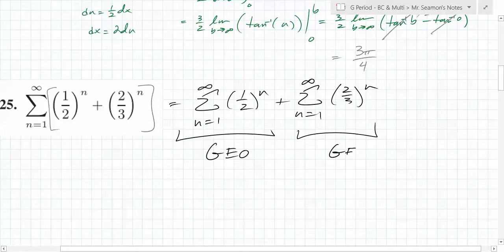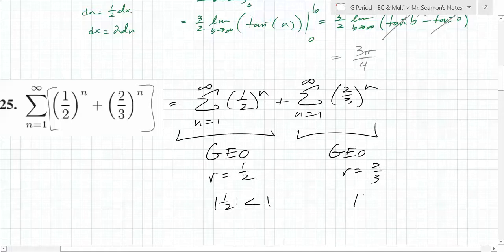Geometric series. And you have a very simple way of knowing whether a geometric series converges or not. What is it? What is the r in this case? 1/2. What's the r in this case? 2/3. Both of these have an absolute value less than 1. So therefore, converge. Yay! They're both.